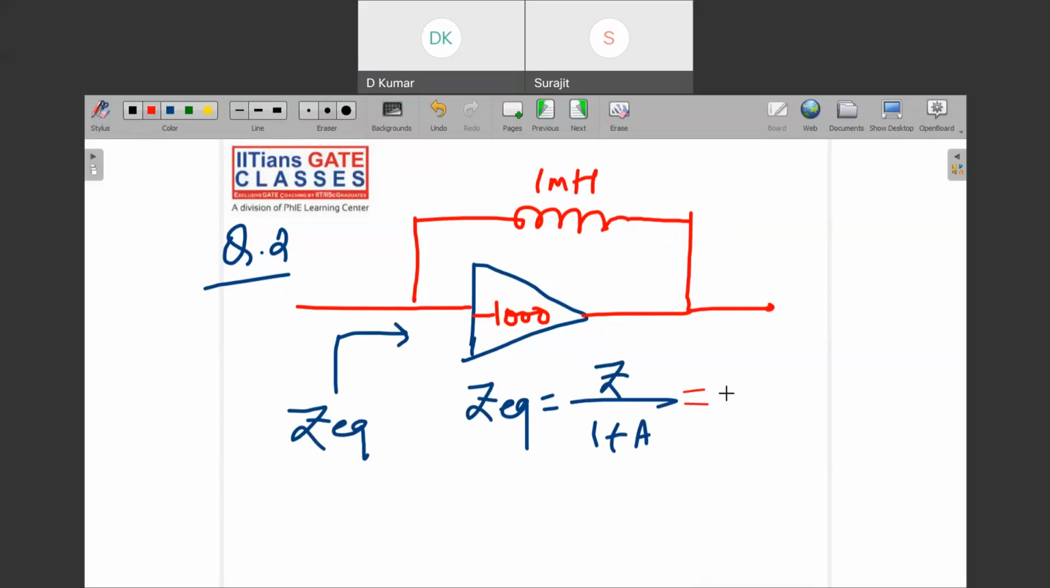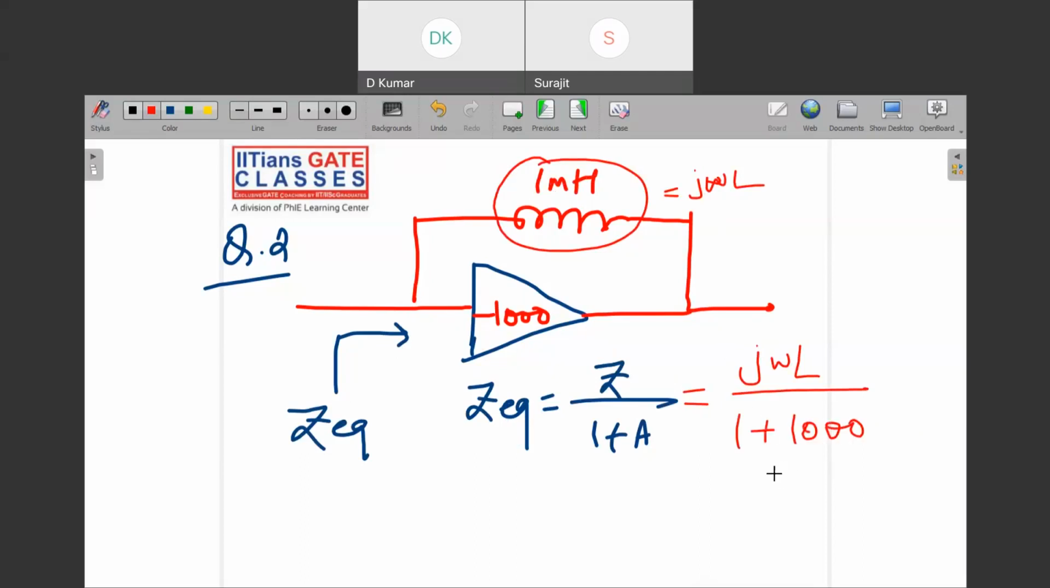Now what you have to do? As we know, what is the impedance of this inductance? That is J omega L, right? This is J omega L, and L here is 1 millihenry, and 1 plus 1000 because the gain given is 1000. So that is SL upon 1 plus 1000, right? Because this is SL, okay.